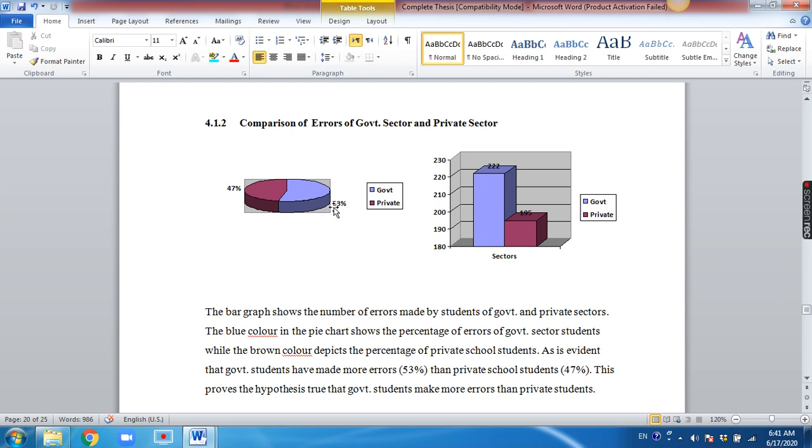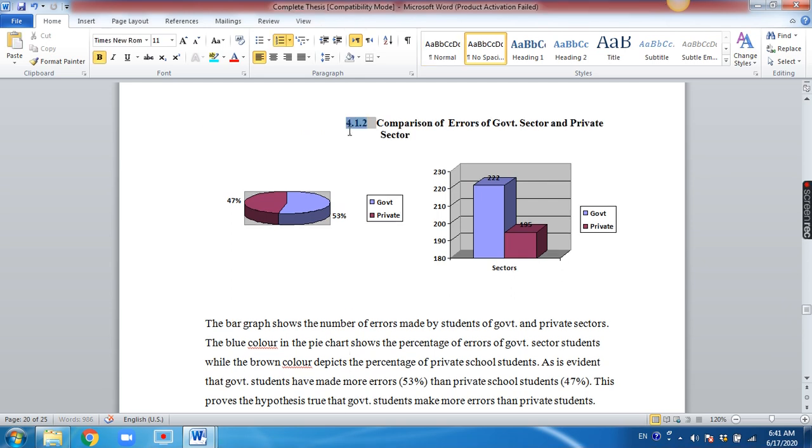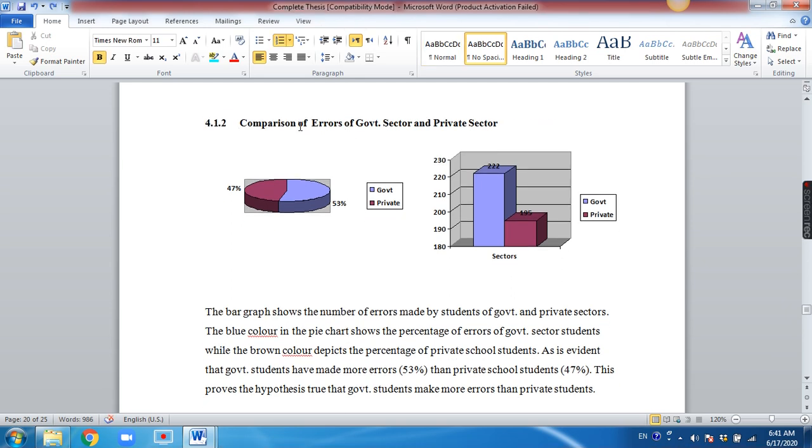As can be seen here, this bluish percentage shows errors made by government students, 53% out of the total number of errors, that is 317 errors. So here you have to give a title first. First you have to give a title like this, then you can give this pie chart or bar graph or table, then you have to interpret the data. Interpreting the data means you have to explain these pie charts or bar graph.